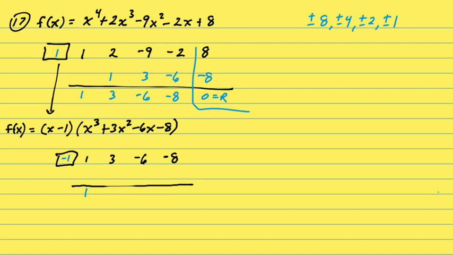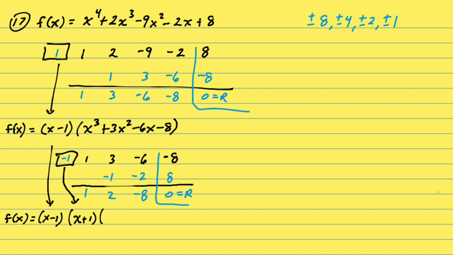I don't know. Bring the 1 down. Multiply. Negative 1. Add 2. Multiply. Negative 2. Add negative 8. Multiply 8, add 0. So I found I've been pretty lucky so far. So now I have f of x equaling x minus 1. So one of the zeros is 1 times what? What's this one going to make it here? That's going to be x plus 1. And then this means 1x squared plus 2x minus 8.